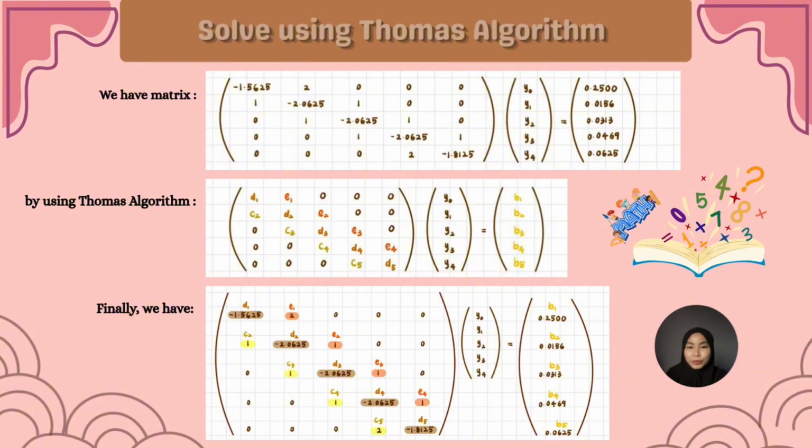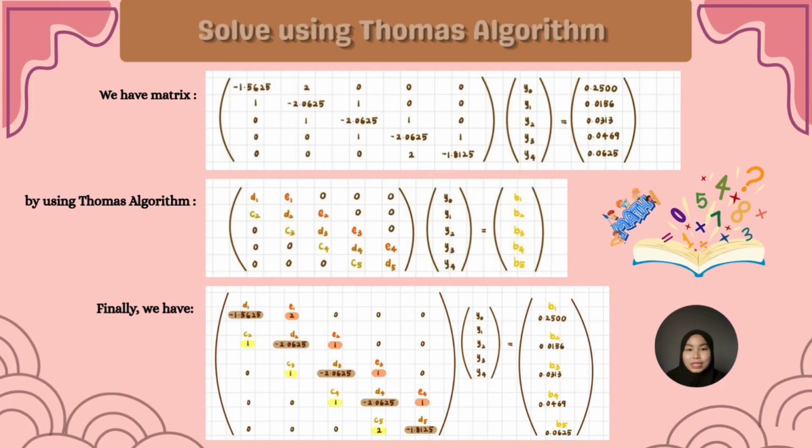For our specific problem, we have this matrix system. Our main diagonal values d: d1 equal to negative 1.5625, d2, d3, and d4 we have negative 2.0625, and d5 we have negative 1.8125. For the upper diagonal e, e1 we have 2, e2, e3, and e4 we have 1. For the lower diagonal c, for c2 we have 1, c3 and c4 we have 1 also. For c5 we have 2. For the b, we have b1 equal to 0.25, b2 equal to 0.0156, b3 equal to 0.0313, b4 equal to 0.0469, and lastly b5 we have 0.0625.